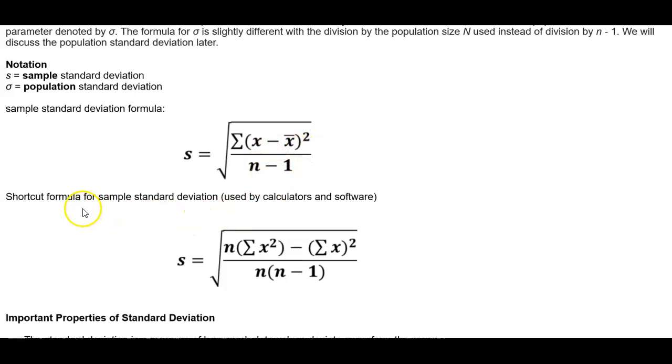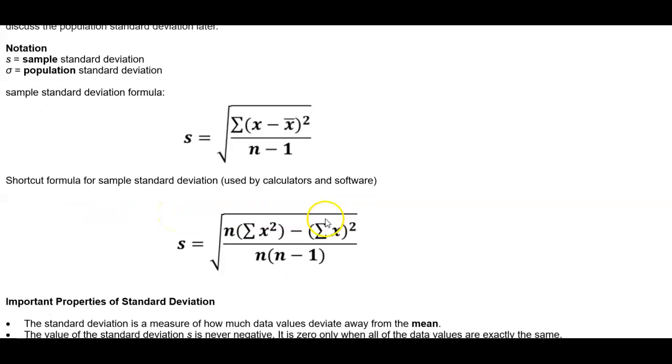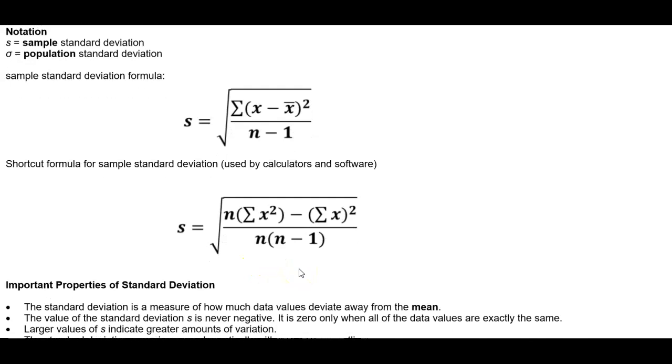Now the shortcut formula for sample standard deviation, which is used by calculators and software, would be the following. s would equal the square root of the sample size times the sum of the data values squared, minus the sum of the data values and then squaring that, divided by n times n minus 1.